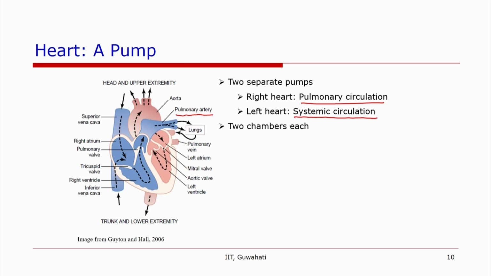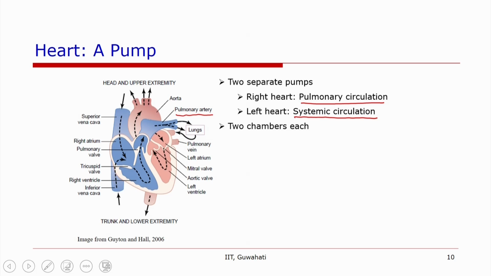Pulmonary circulation, you might remember, is the supply of blood to the lungs, and this blood is deoxygenated. It is not fresh blood, and it removes carbon dioxide and brings oxygen from the lungs. So, that is the pulmonary system, and this work is done by the right heart. And the left heart, through systemic circulation, supplies blood to all the peripheral organs. So, of course, it will need to do more work.